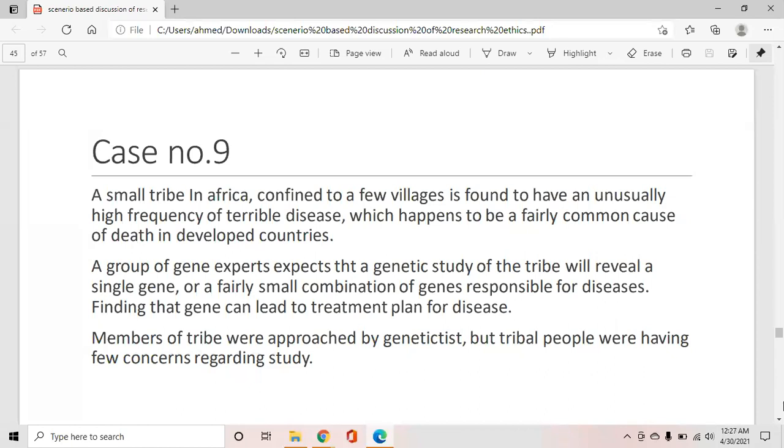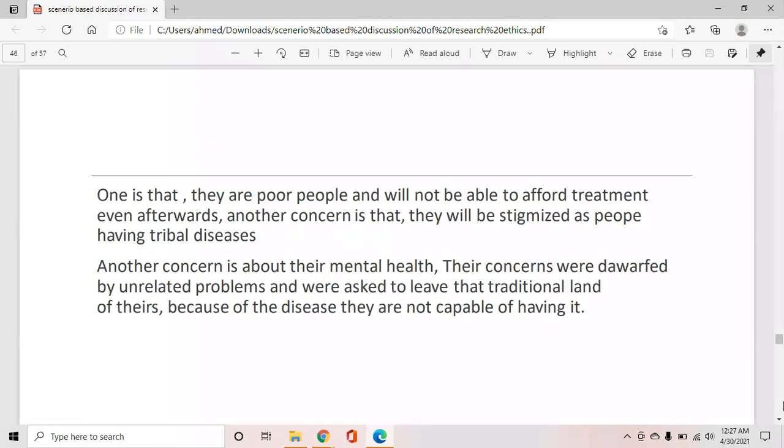Members of the tribe were approached by geneticists, but the tribal people had a few concerns regarding the study. One is that they are poor people and will not be able to afford treatment even afterwards. Another concern is that they will be stigmatized as people having tribal diseases. Another concern is about their mental health. Their concerns were dwarfed by unrelated problems, and they were asked to leave their traditional land because of the disease. Which research ethic is violated in this scenario?